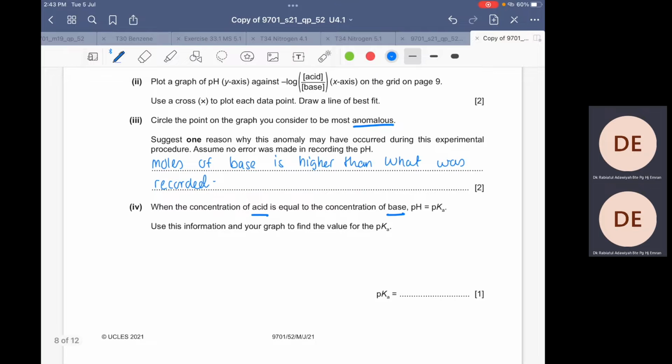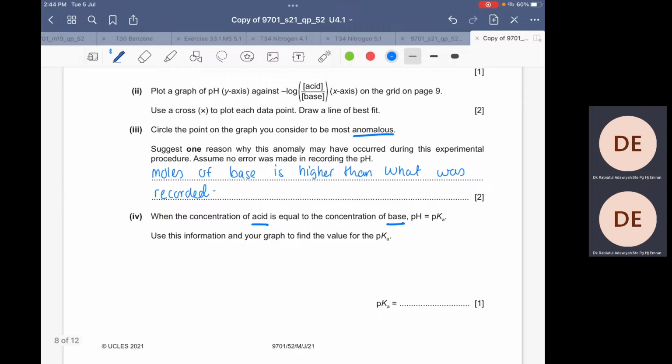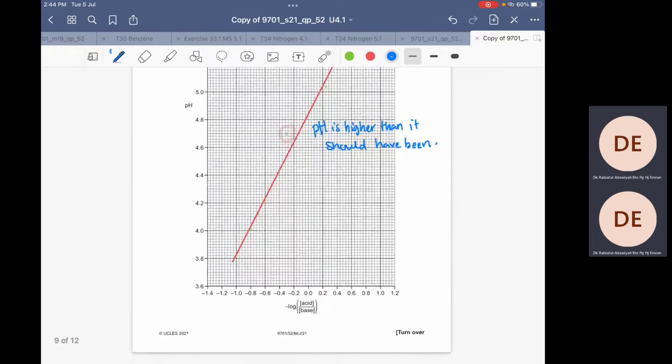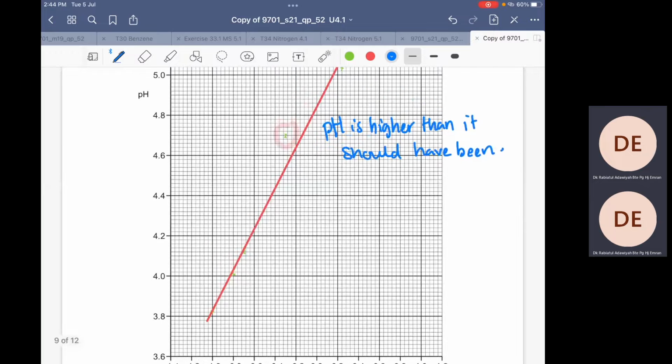Okay. When the concentration of acid is equal to the concentration of base, so negative log of the acid and base. If the concentration of your acid and base is the same, it becomes 1. Do you agree? Yeah? Number on top, number at the bottom is the same, so it becomes negative log 1. What's negative log 1? 0. So you go to 0.